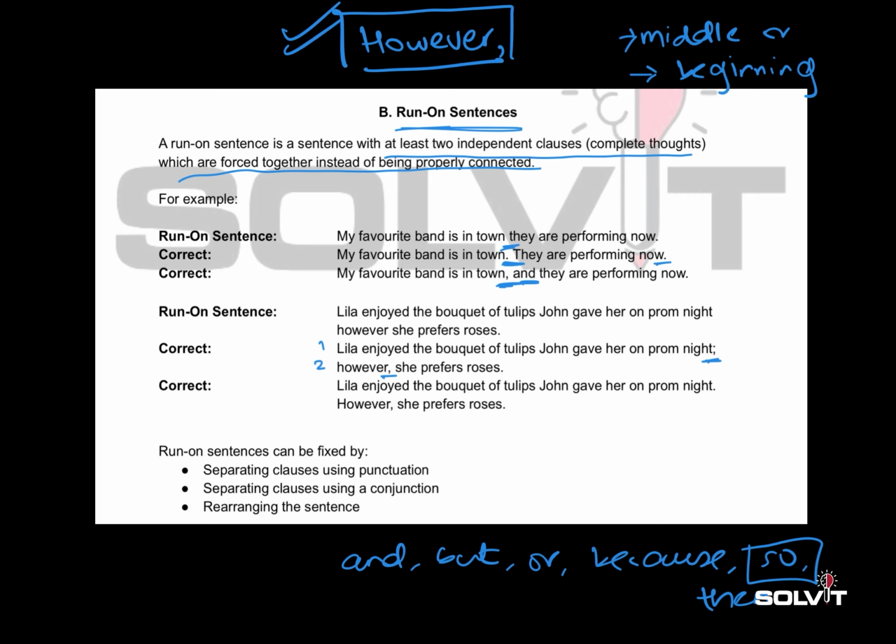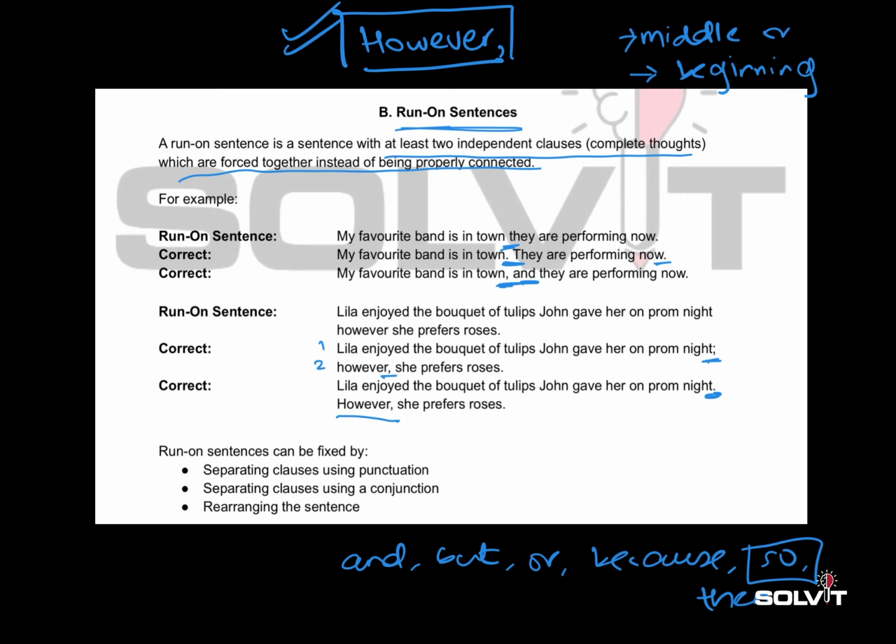Now, the second way of writing this correctly is: Leela enjoyed the bouquet of tulips John gave her on prom night. Full stop. However, she prefers roses. So in the first one, we added a semicolon to separate the two closely related sentences. But we can also add a full stop and make this a new sentence. I'm sure when you read a run-on sentence, at some level you can recognize that it is not correct. It needs to be fixed. There needs to be some punctuation and some conjunctions in the sentence.